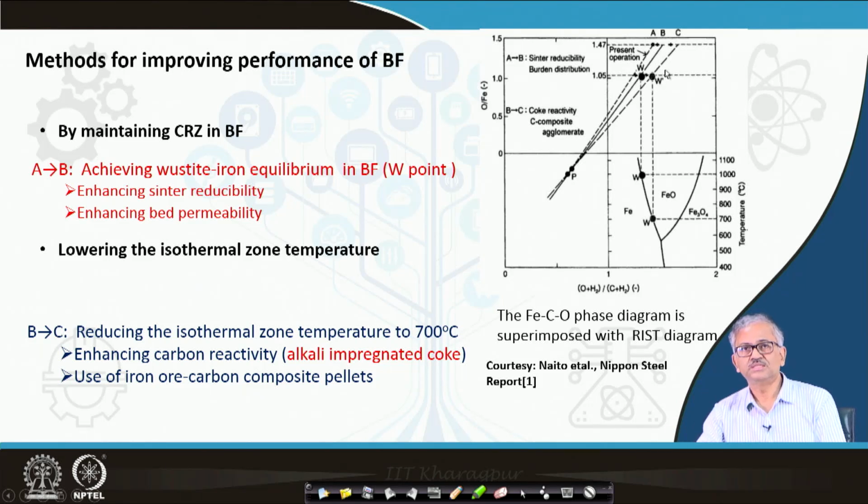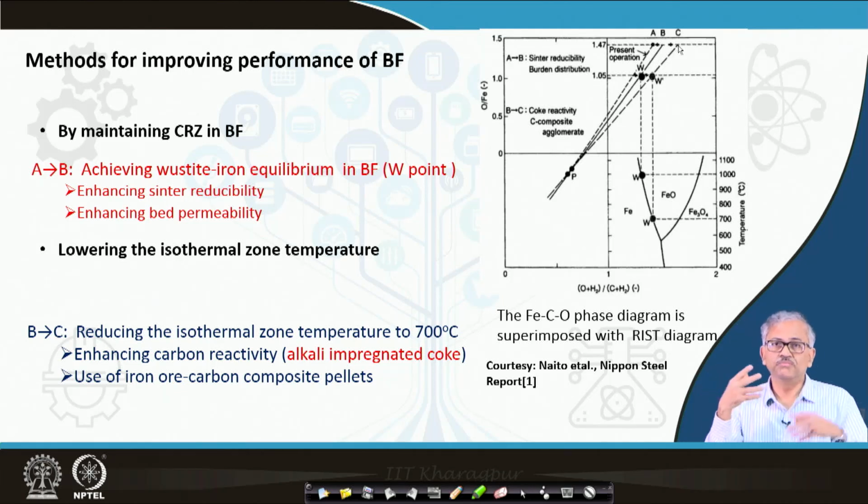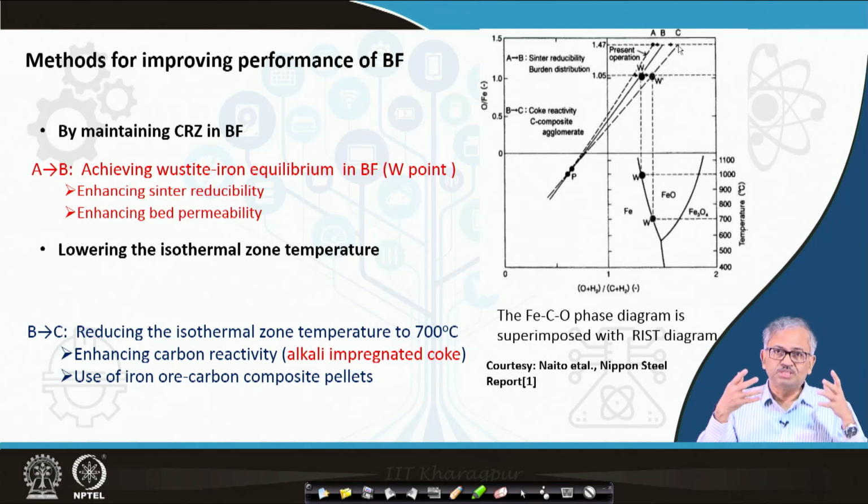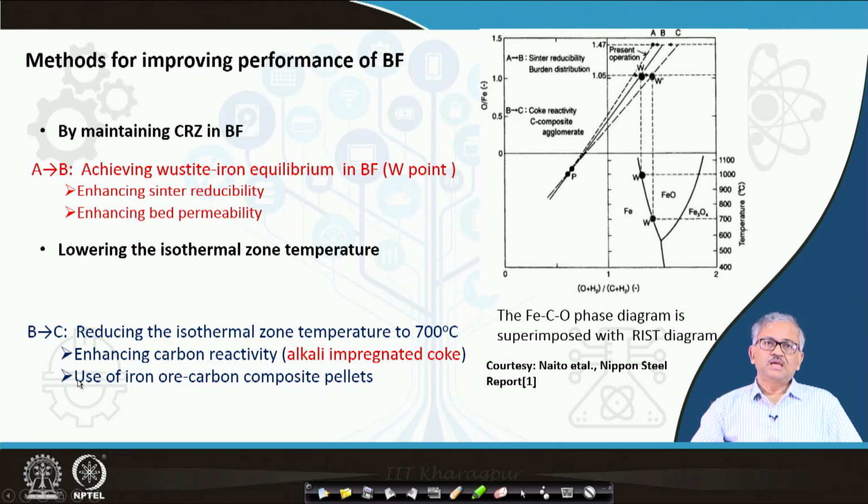So when the final gas will be emitting, it will also emit at a higher O by C. That means in the exit gas you will have more CO2 compared to CO. If it is happening, that means your utilization of CO is increasing. So you are making the furnace more and more thermodynamically efficient. This is a very unique concept, and it can be done basically by increasing the carbon reactivity.